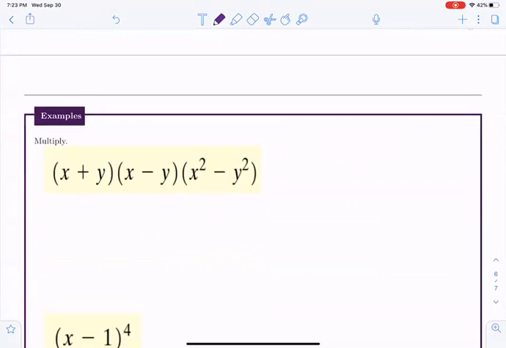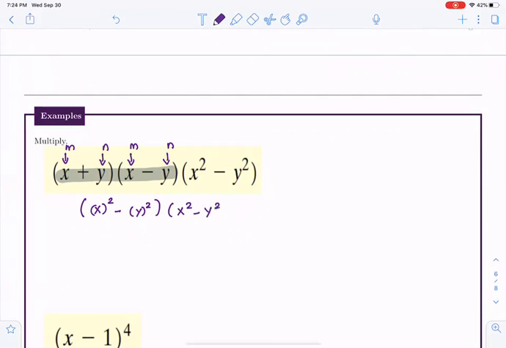So here is an interesting case where we have x plus y multiplied by x minus y multiplied by x squared minus y squared. We know m plus n multiplied by m minus n is simply m squared minus n squared. So all of that would simply reduce to m squared, which is x squared, minus n squared, which is y squared. And I'm multiplying that by x squared minus y squared.